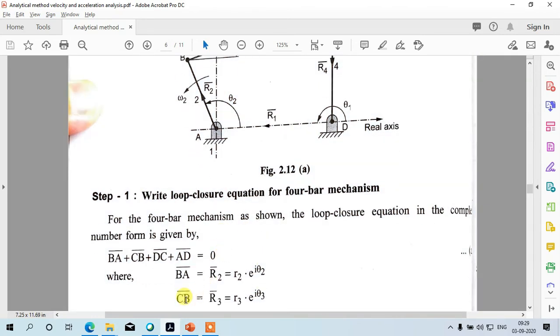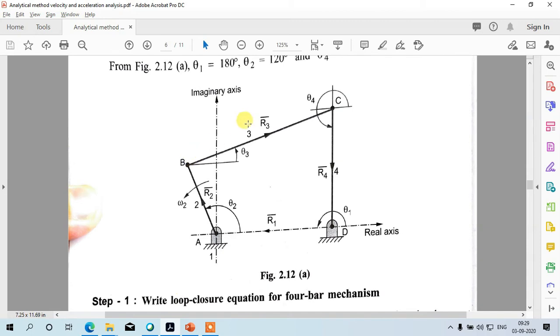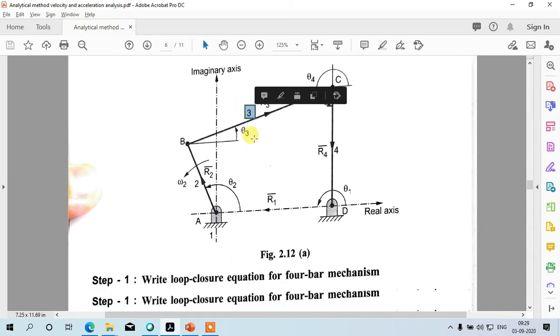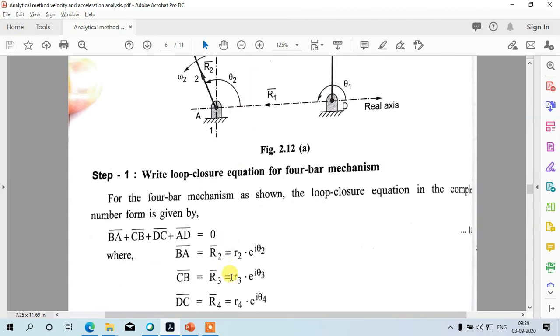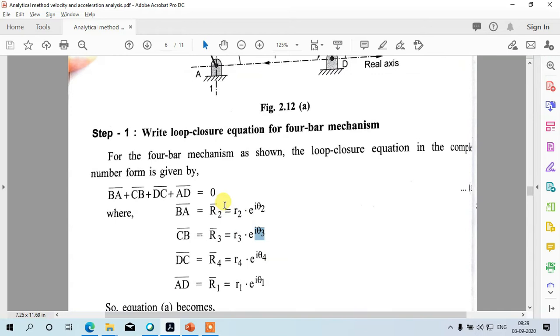Then vector CB, that is link number 3. So R3 is equal to small r3 into e raised to i theta 3. Likewise you have to write for all the 4 links. This small r is actually the length of these links.